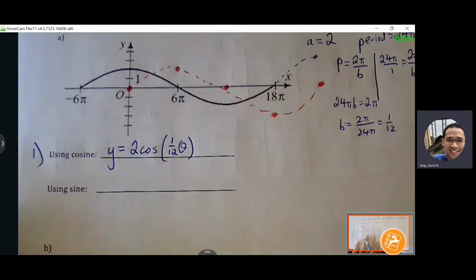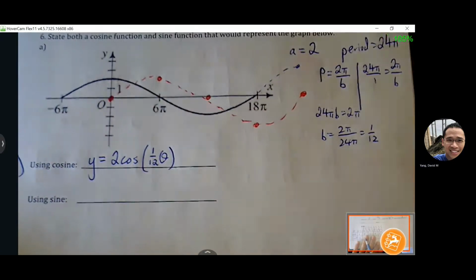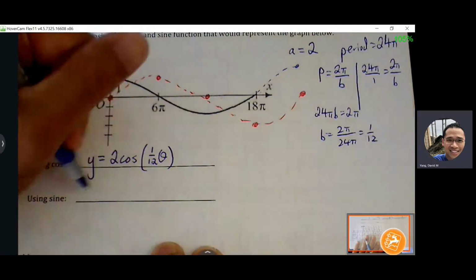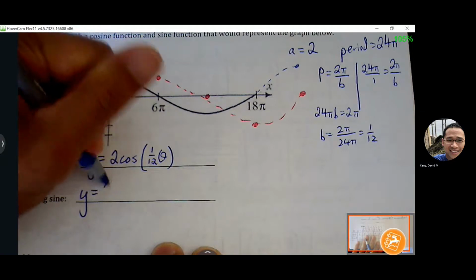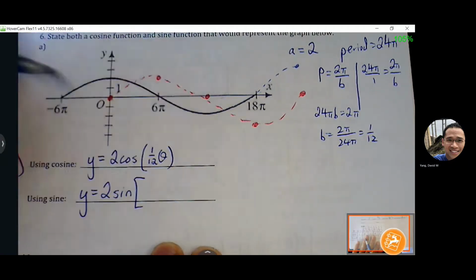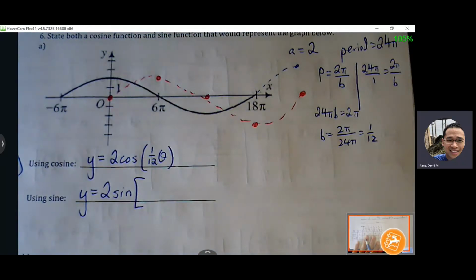Is there reflection for the sine function? It's exactly the way we want it to look, right? So no reflection. Is our B value going to stay the same? Yes.